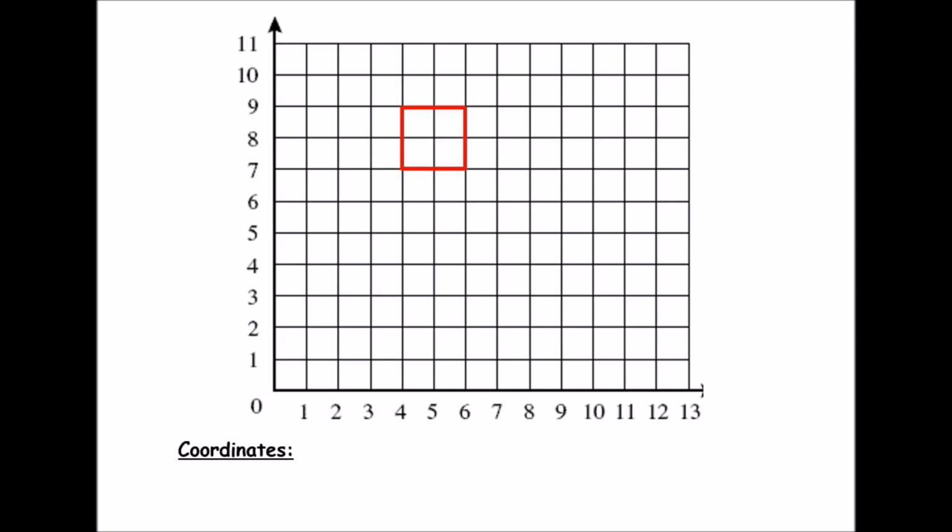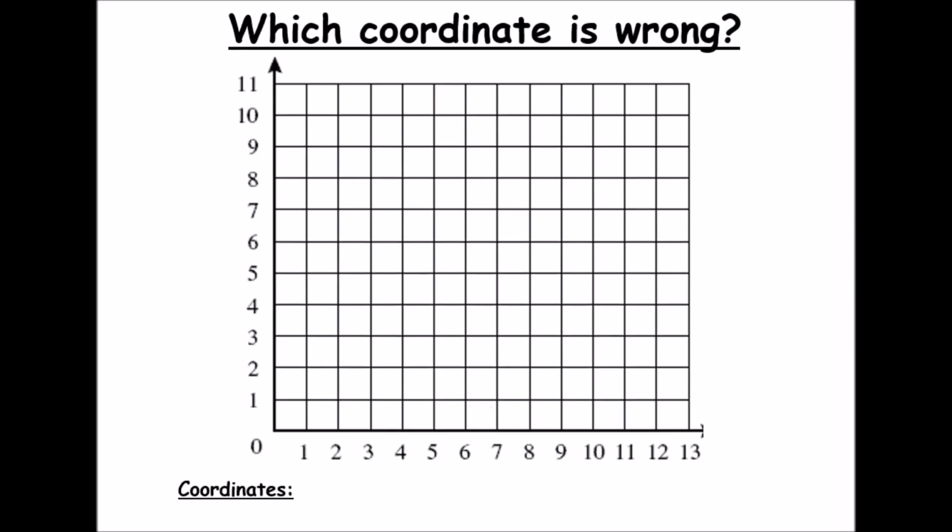Okay, let's see what you've got. Did you get these coordinates here? Brilliant if you did. The 4 points are 4, 7, 6, 7, 4, 9 and 6, 9. Okay, let's try something else.